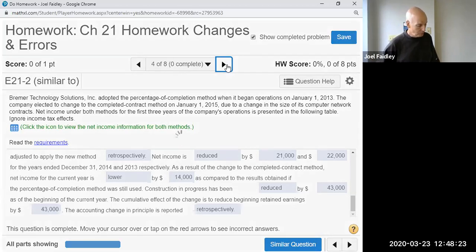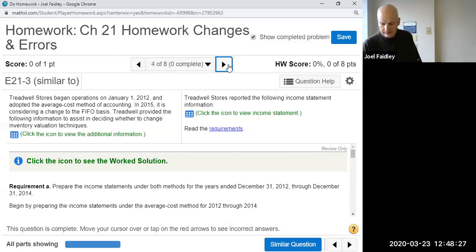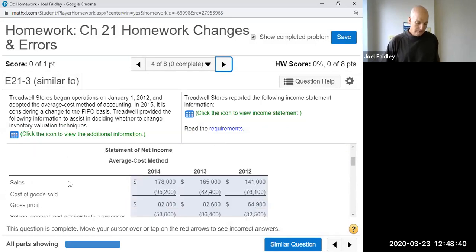All right, number 4. This is a rather long one, and it's really not that difficult. It's just there's a lot of cut and pasting, if you want to use that term, or rekeying of data for this particular problem. Because I remember this one. Treadwell adopted average cost, and now they're going to FIFO. So you're already thinking here, this is a change in principle.